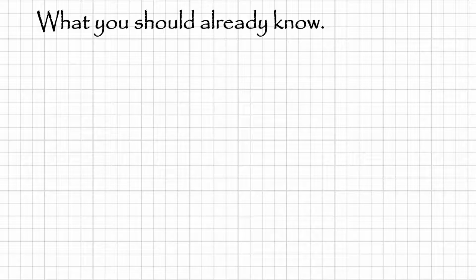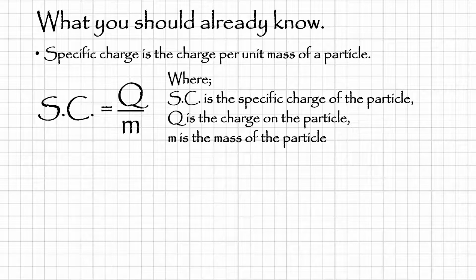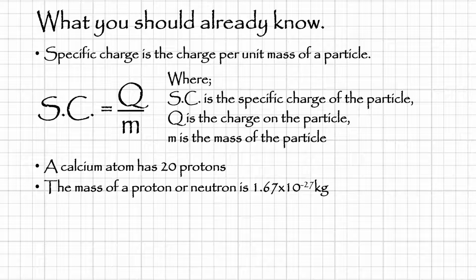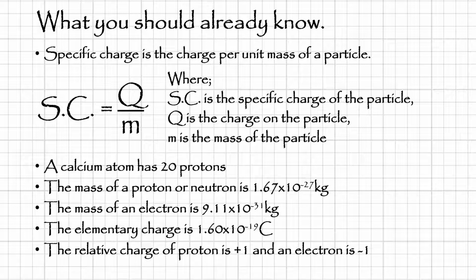What you should already know. The specific charge is the charge per unit mass of a particle. It's given by the equation specific charge equals charge of the particle divided by the mass of the particle. A calcium atom has 20 protons. The mass of a proton or neutron is 1.67 times 10 to the minus 27 kilograms. The mass of an electron is 9.11 times 10 to the minus 31 kilograms. The elementary charge is 1.60 times 10 to the minus 19 coulombs. And the relative charge of a proton is +1 and an electron is -1.